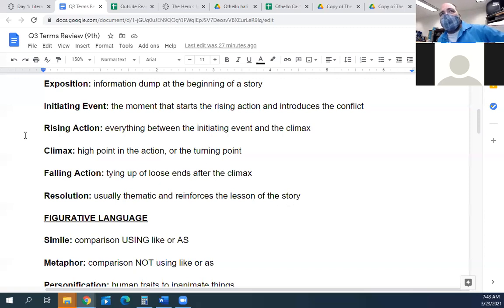So the three thematic areas are always the initiating event, the climax, and the resolution. If you can identify those three things and look for commonalities between them, usually you can come up with the theme and the lessons that the author's trying to teach.